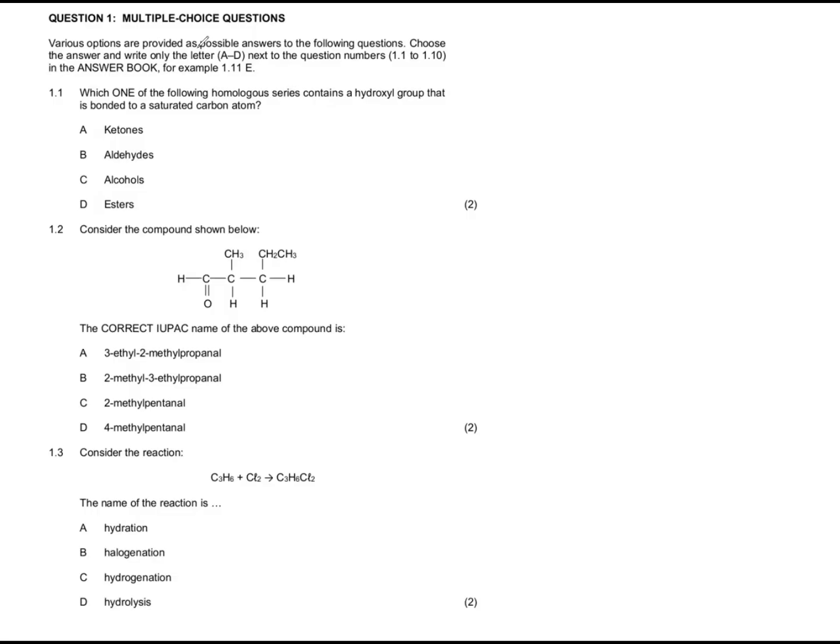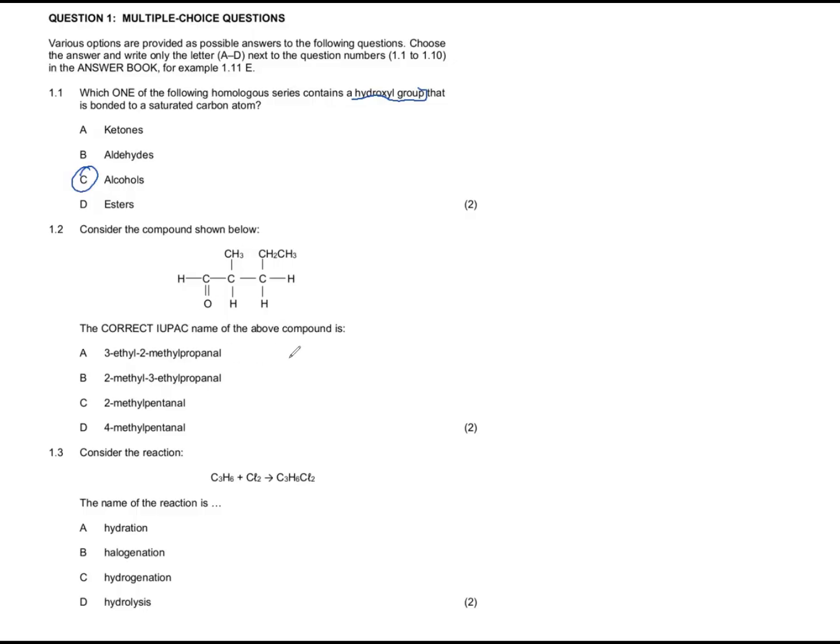So question 1 says multiple choice questions. 1.1 says which one of the following homologous series contains a hydroxyl group that is bonded to a saturated carbon atom? A hydroxyl group, right? Now we know hydroxyl group is for alcohols, so that means we'll go with option C. Right, then they say consider the compound shown below. And then the correct IUPAC name for the above compound is what?